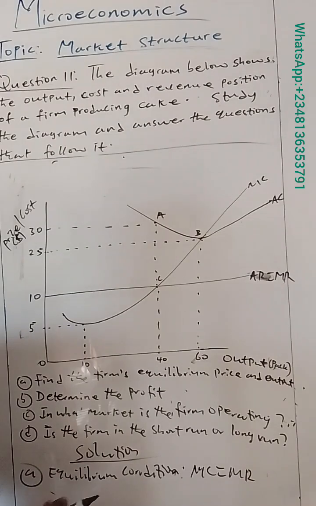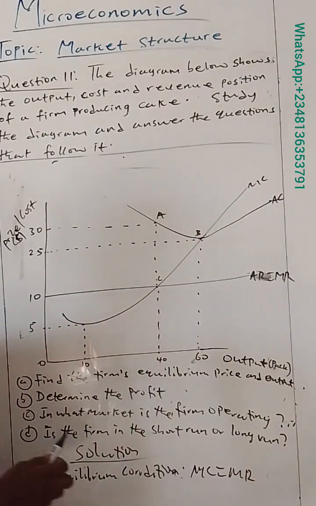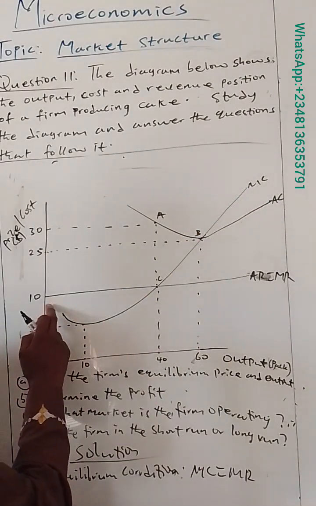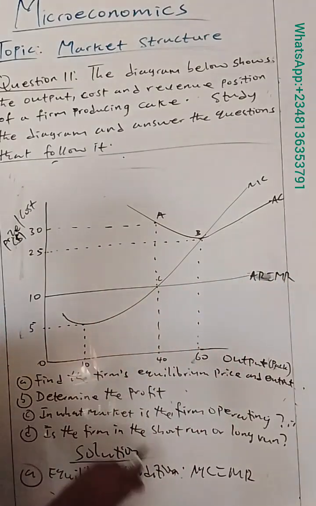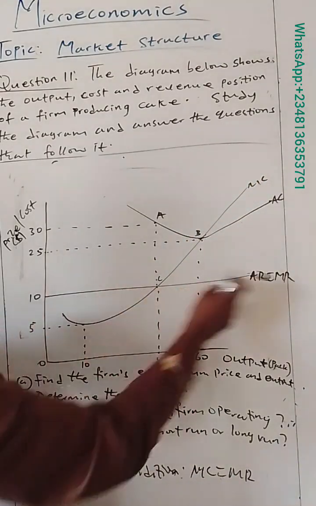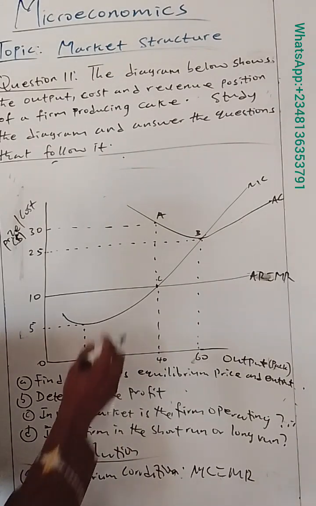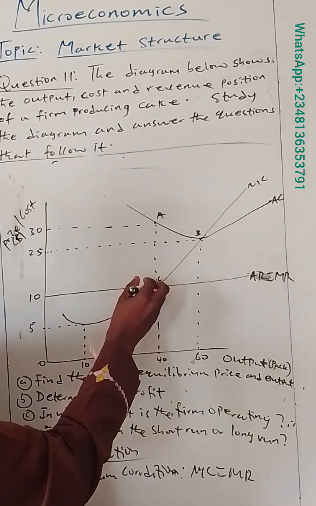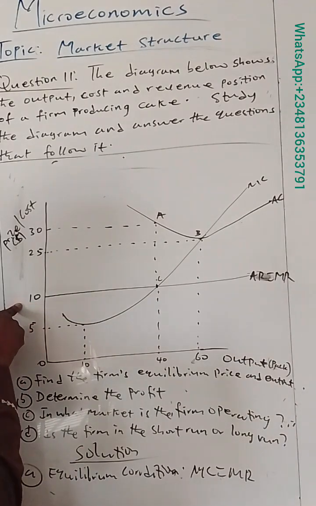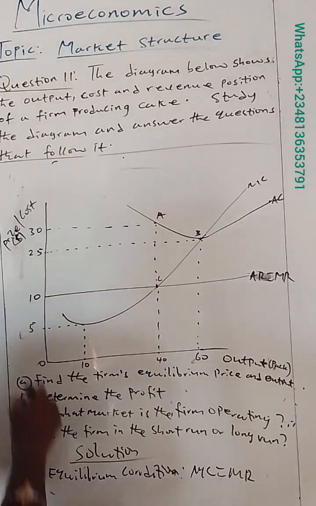So now the next thing after stating the equilibrium condition is to look for the MC curve. This is the MC curve, you can see, and also look for the MR curve. This is my MR curve. I look at where the curves intersect. That's where MC is equal to MR. This is the MC curve and this is the MR curve. So they intersect at this point C. If I want to know the equilibrium price, I trace that point to the price axis here, which is 10. In other words, the equilibrium price is $10.